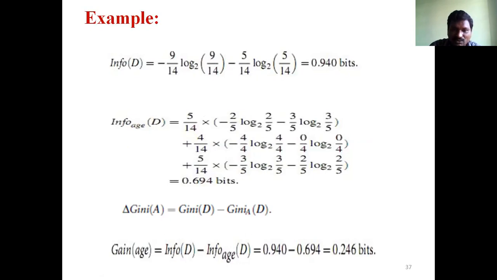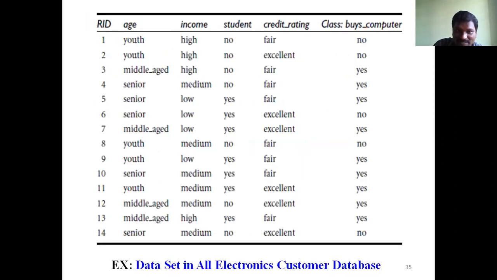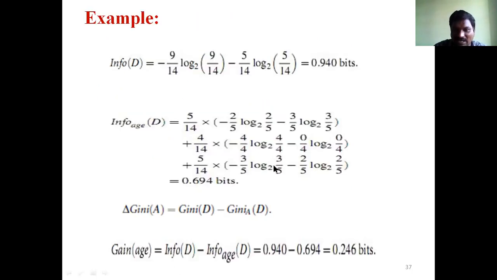And then what is the value here? 2 by 2, it may be the senior person, the senior person not buying the computer, into log. And then what is the 3 here? Youth not buying the computer, 3 not buying the computer, plus 4 by 14. What is the 4 here? It is the persons. How many middle-aged persons are there? 1, 2, 3, 4 members. In these 4 members, middle-aged person yes, yes, yes, all are yes.